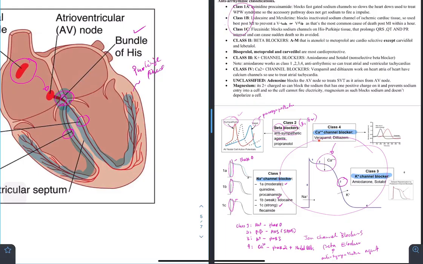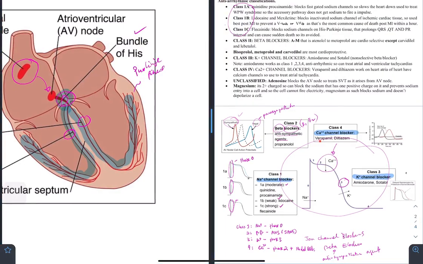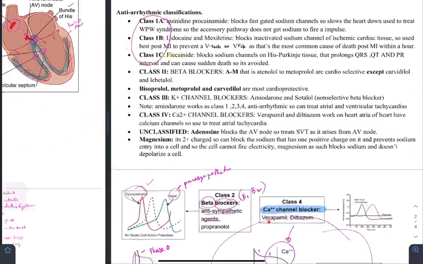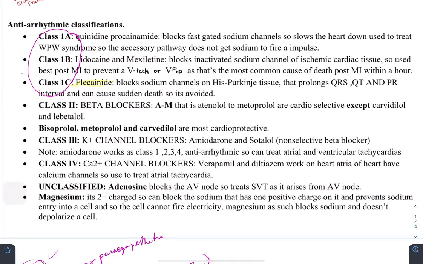And these are your drugs. Flecainide blocks sodium channel on His and Purkinje tissues. So it's very dangerous to use these drugs, and it can cause sudden death. Why? Because you see, it basically blocks almost all the conduction system of the heart.